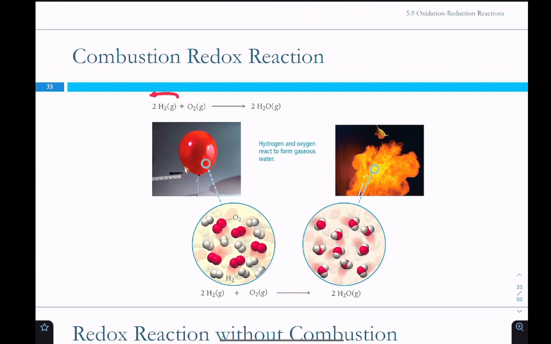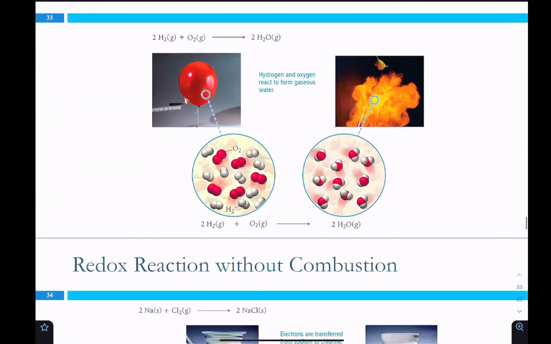Fun fact, hydrogen-powered cars are essentially disconnected combustion of hydrogen and oxygen to form water. You're just forcing the redox reaction to take place through a battery or through an engine and use that to power the car. But it's the same reaction that's happening.